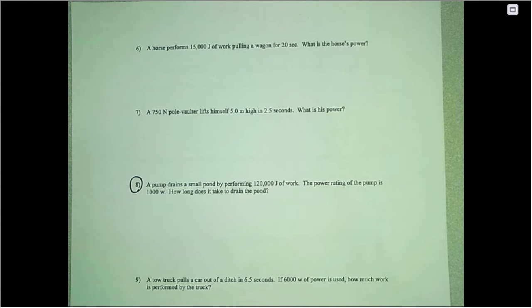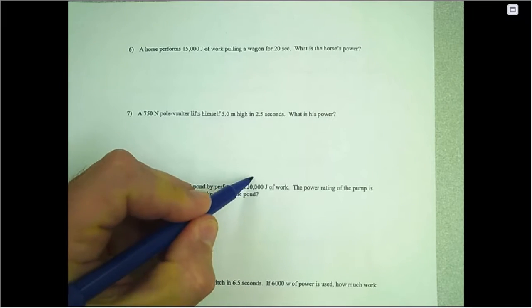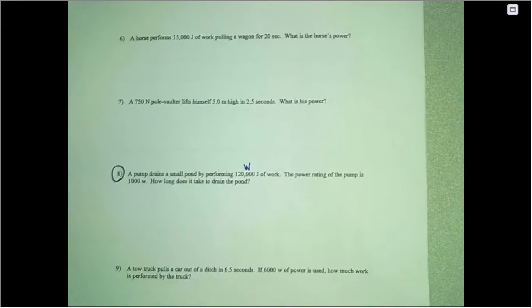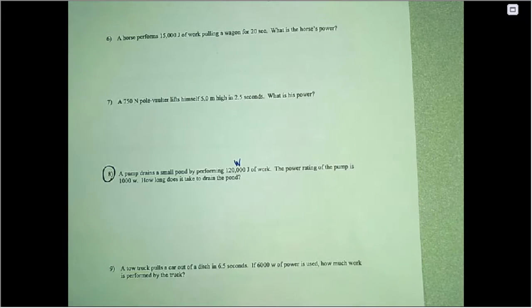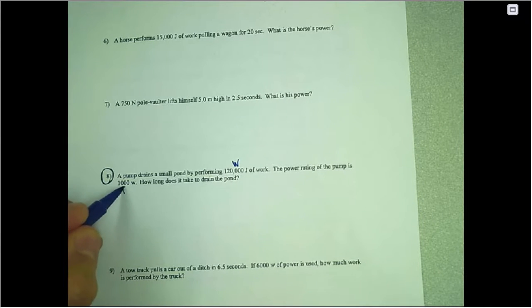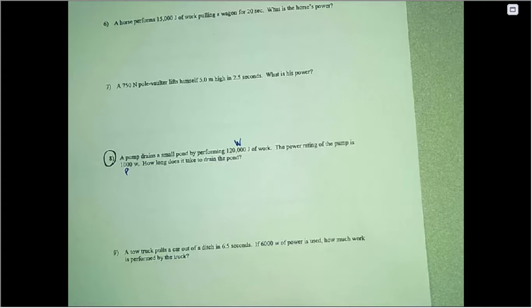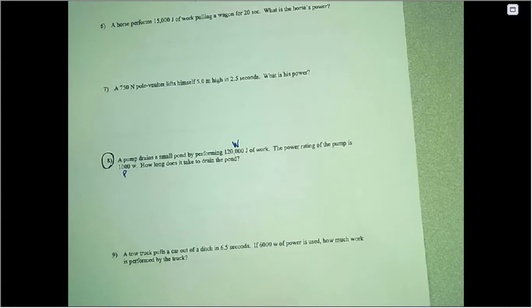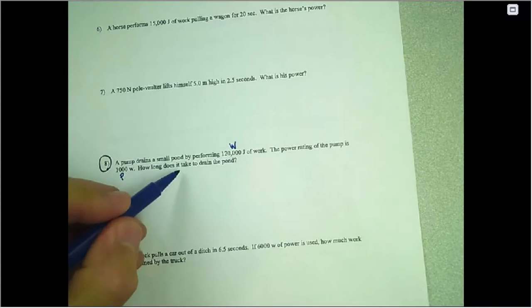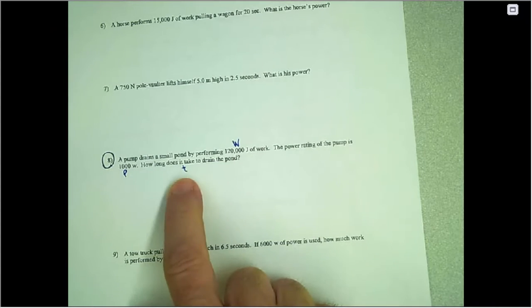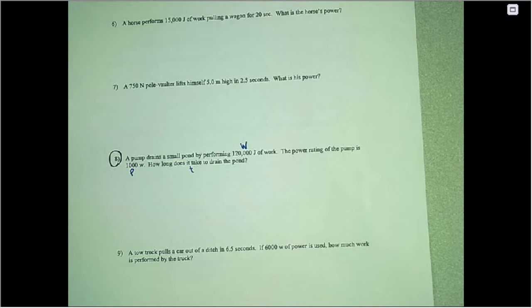Number 8 says a pump drains a small pond performing 120,000 joules of work. So they've given you work. The power rating of the pump is 1,000 watts, so they've given you the power. And they're asking for how long does it take to drain the pond. So they're looking for time, which we don't know. Looking at those three things that they have given us and the one thing that they're asking about, we can use the power formula to figure out how long it would take to drain the pond.